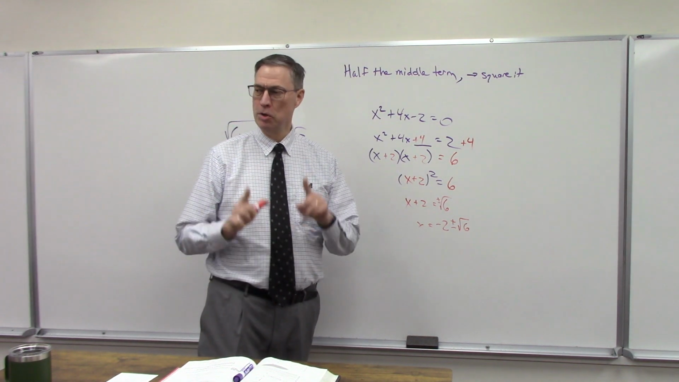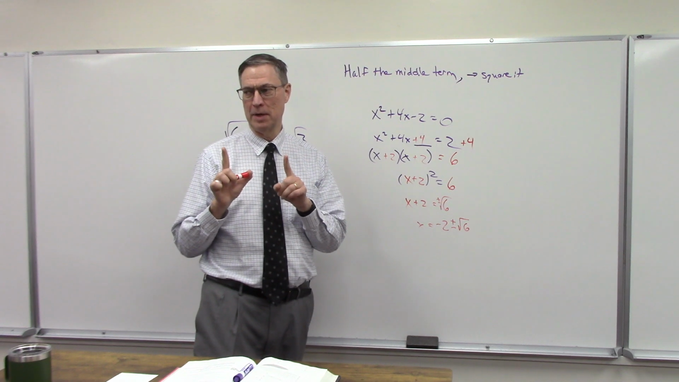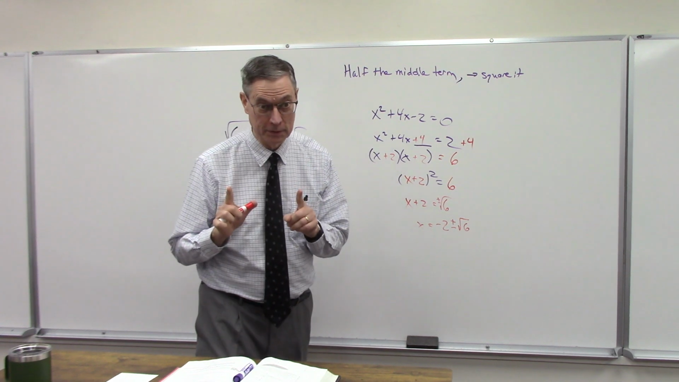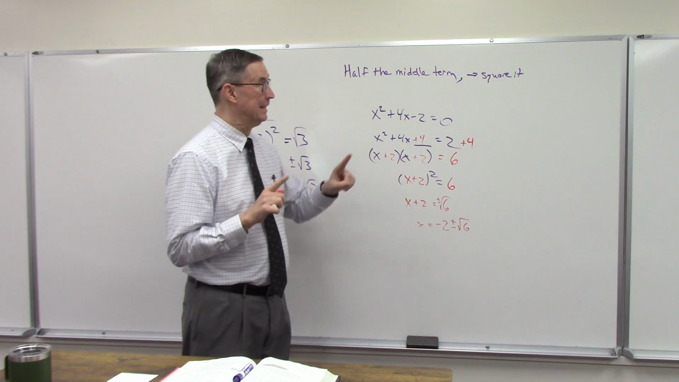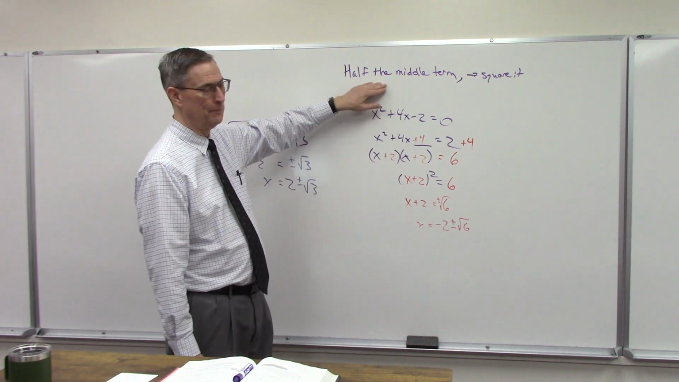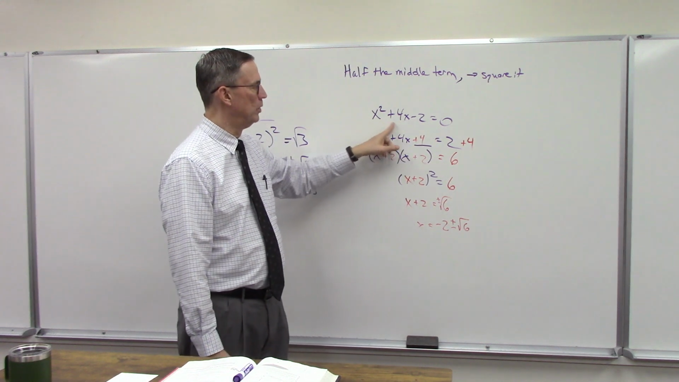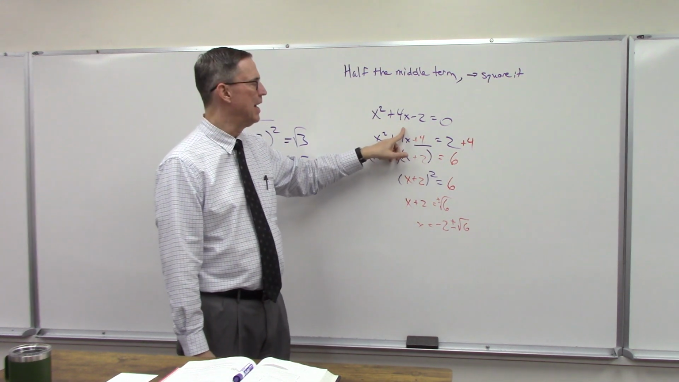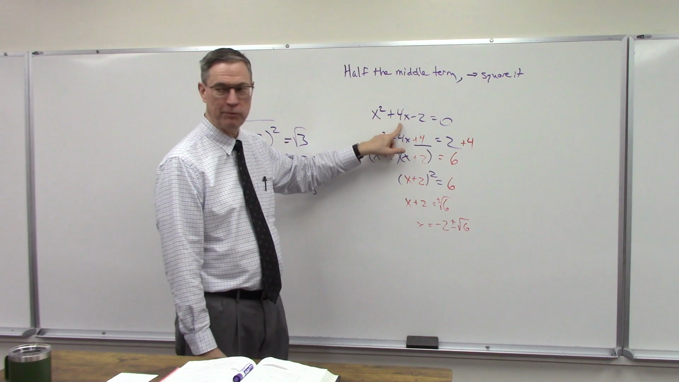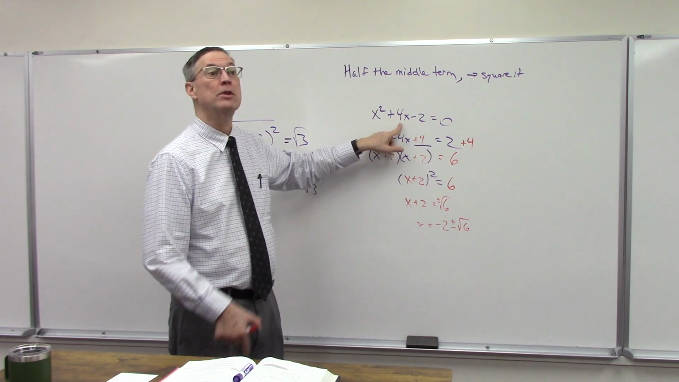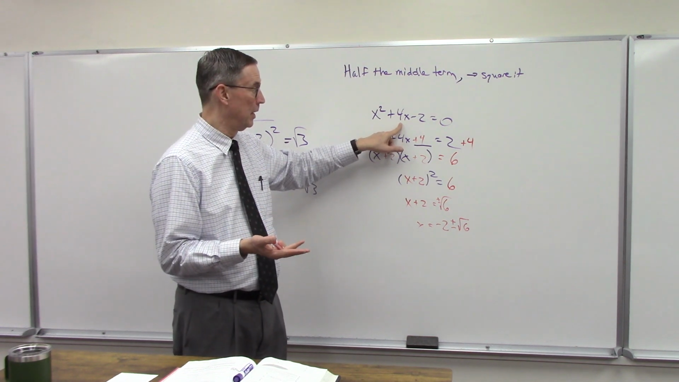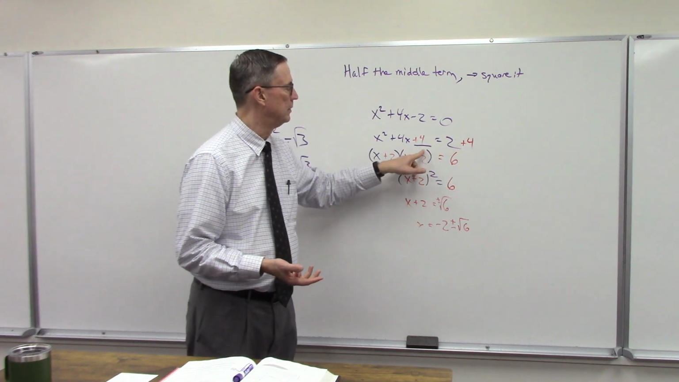Okay, so the new thing that we've got to learn and practice. Can you read this for me? Okay. Half the middle term, square it. So in the original equation, whatever comes in front of the x term, you take half of that, square it, and then you add that to both sides.